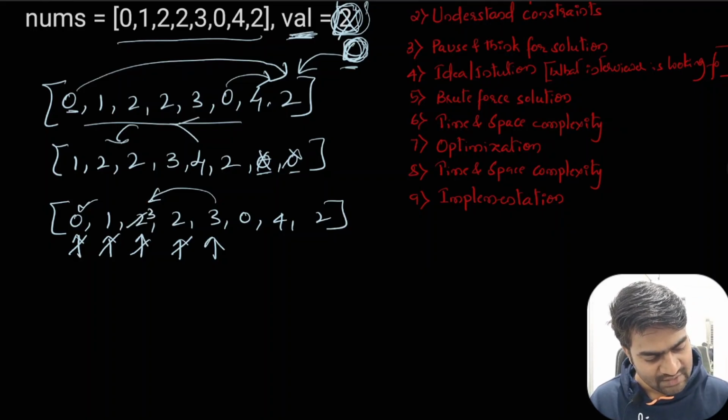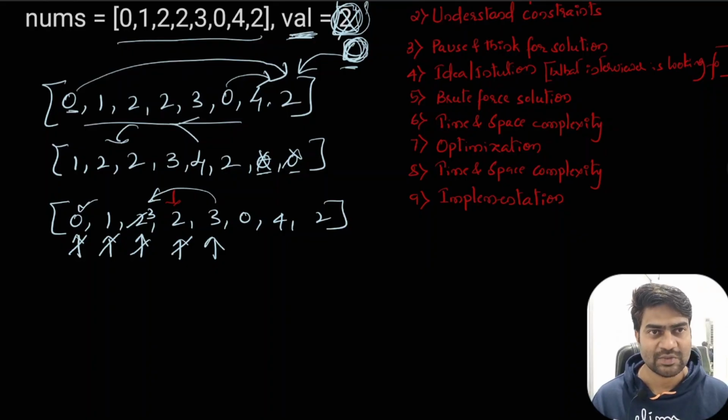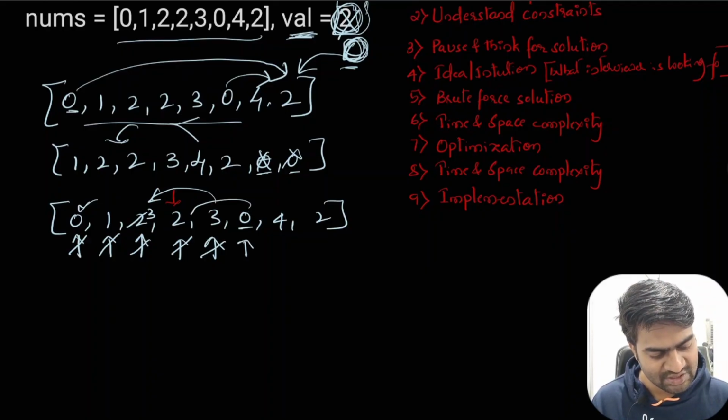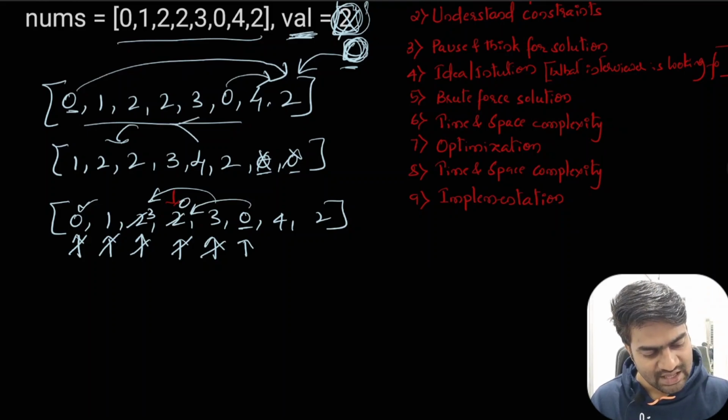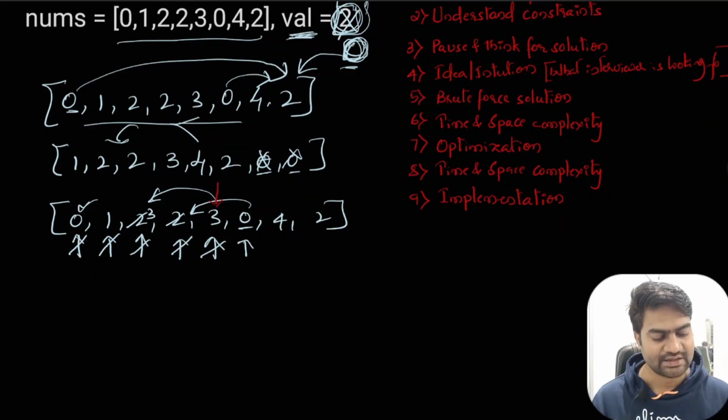Then this pointer I will move to the next available number. Okay. Next, this pointer will go to the next number. Now again, this is not 2. So if that is the case, I will simply move this number here. So I will remove this and put 0. Then I will move my red pointer here. Okay. So I will have to keep 0 back here.